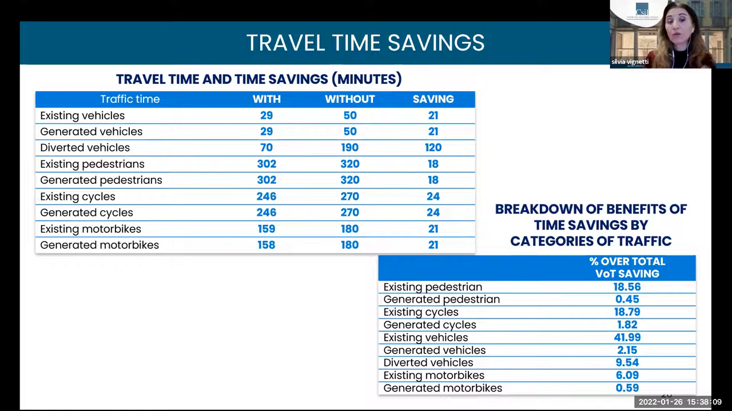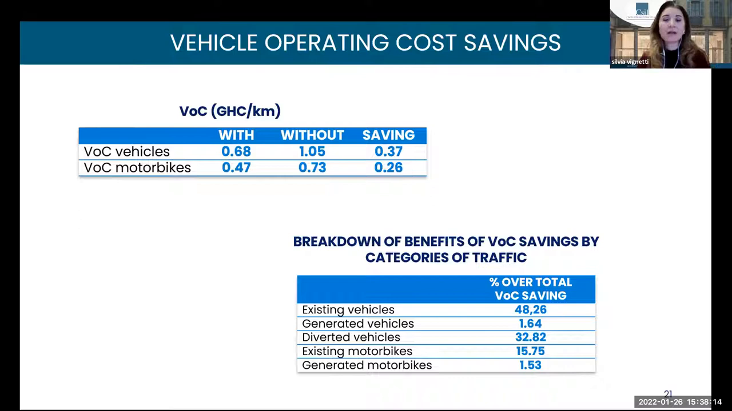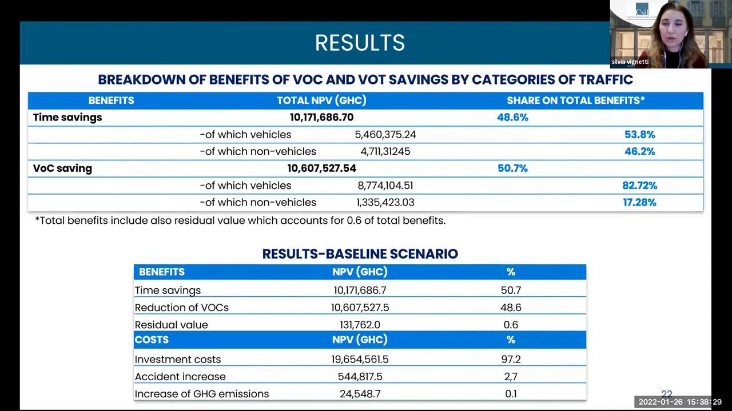The same applies to the vehicle operating cost savings, which we estimated using the data that were available from the authorities and previous studies. And you have here the calculation with the numbers that we got. And here we have the final result.